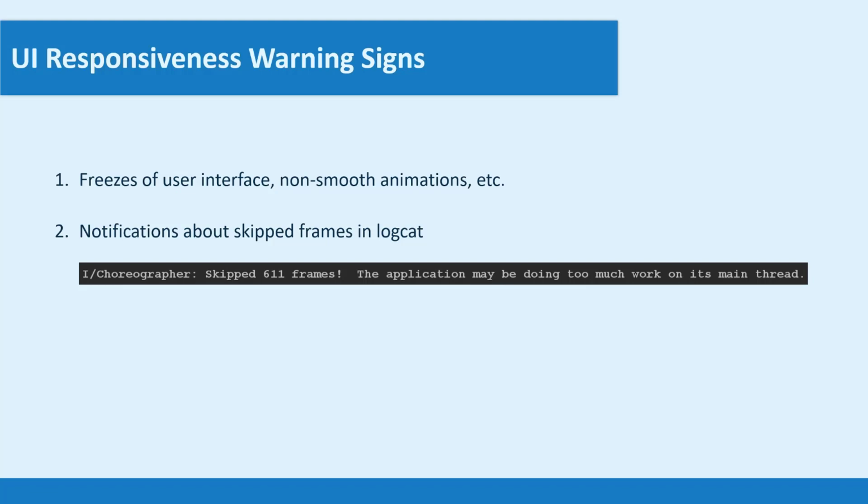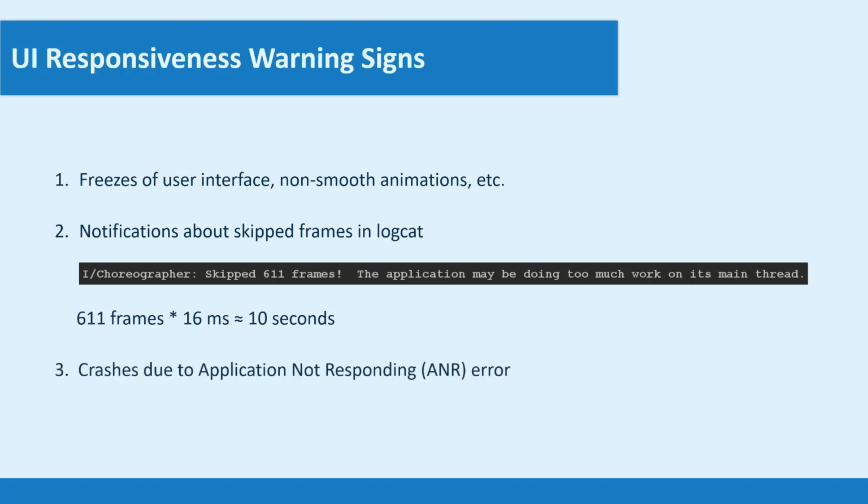Skipped 611 frames. The application may be doing too much work on its main thread. And if you multiply 611 by 16 milliseconds per frame, you will arrive approximately at the same 10 seconds. So whenever your application does too much work on the UI thread, which causes skipped frames, you will get this notification in your logcat. So look for them. And in the most extreme cases, when you stall your UI thread for seconds, you can get the Application Not Responding error and your application will crash. So look for this in your analytics.